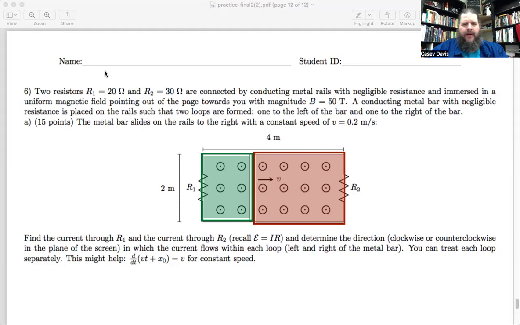And if we move the bar, let's say 1 meter to the right, that's going to shrink this loop and expand this loop. So the flux on the right loop is getting weaker, the flux in the left loop is getting stronger. So both fluxes are changing, which means that both of these loops get an induced voltage. Any questions on that so far?